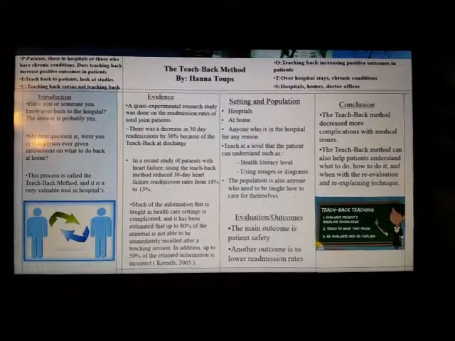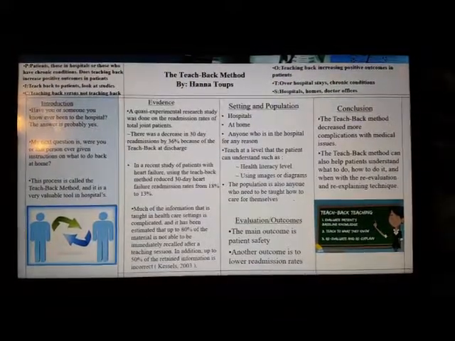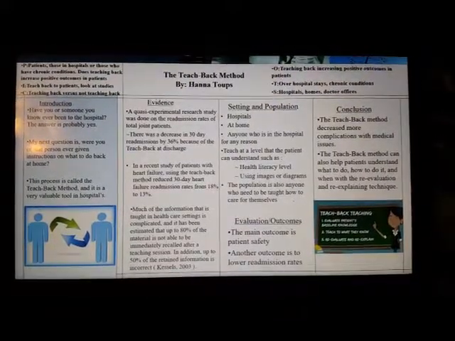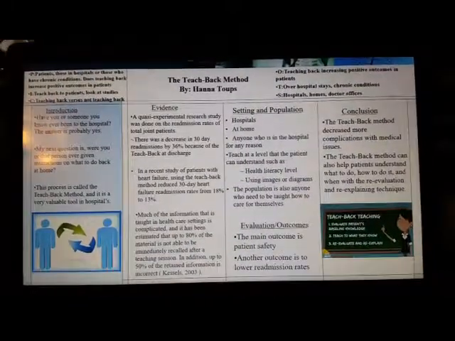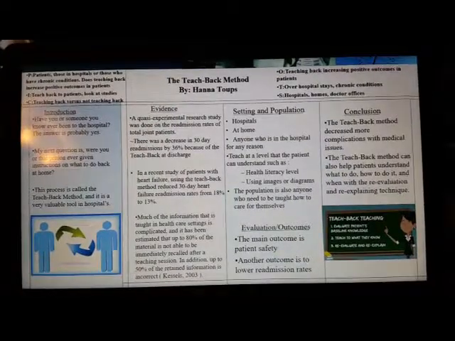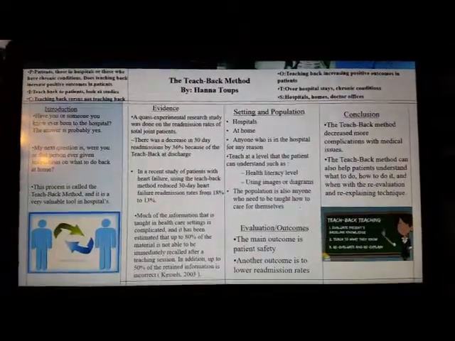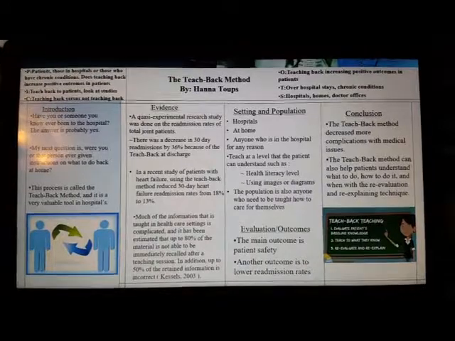The settings for the Teach Back method is usually going to be hospitals, but it can also be doctor offices or at home whenever the patient has to care for themselves. The population is anyone who's in a hospital for whatever reason there may be.